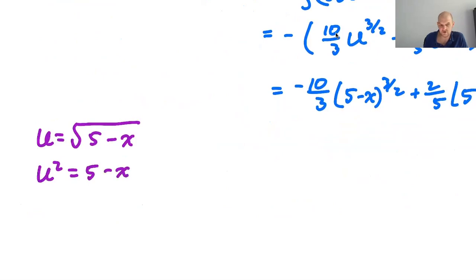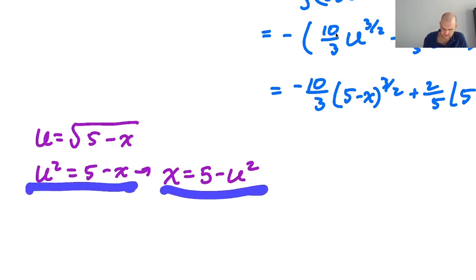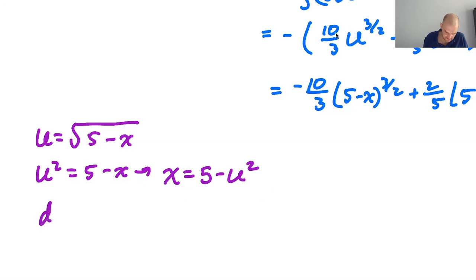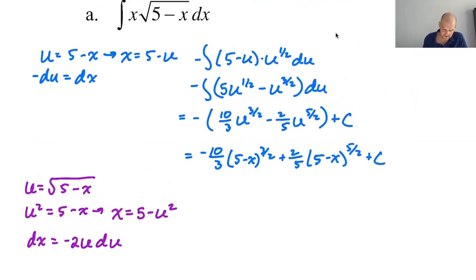Could find dx here, but we need to solve for x anyway. I'm going to say that x, so I'm adding x and I'm subtracting u squared, is 5 minus u squared. And then from here, I'm going to say dx is negative 2u du.